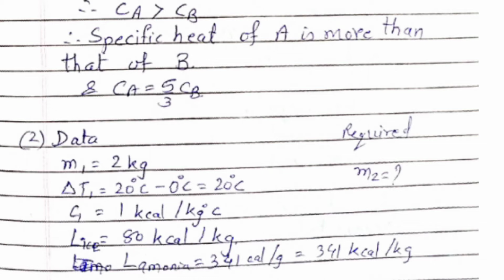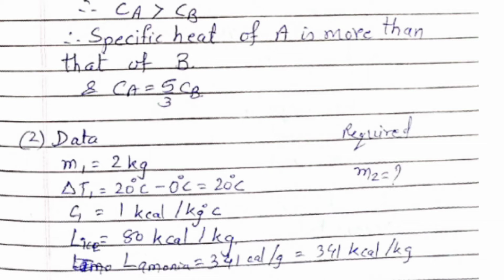Correct? What is the specific heat capacity of water? It is 1 calorie per gram or 1 kilocalorie per kg. Whatever unit is given. If it is in MKS, we'll take everything in MKS. If it is CGS, I'll take everything in CGS. So accordingly, we have to see. Right? So specific heat capacity of water is 1 kilocalorie per kg degree Celsius.